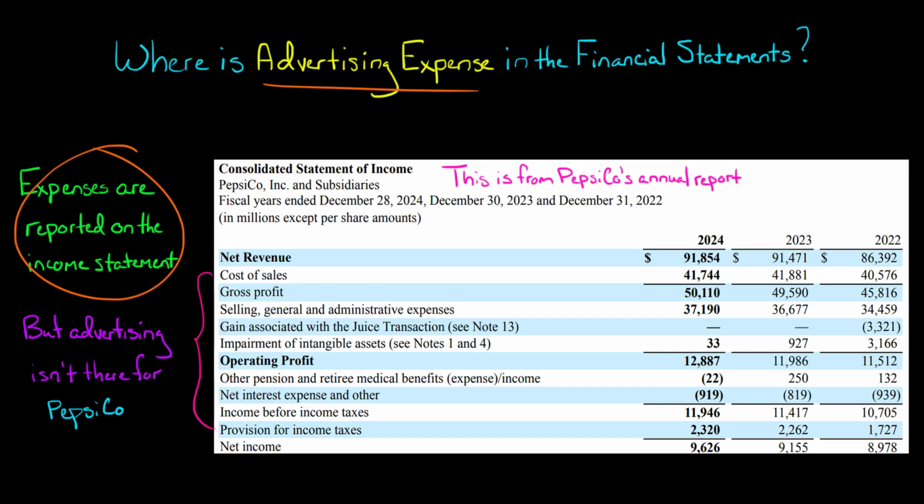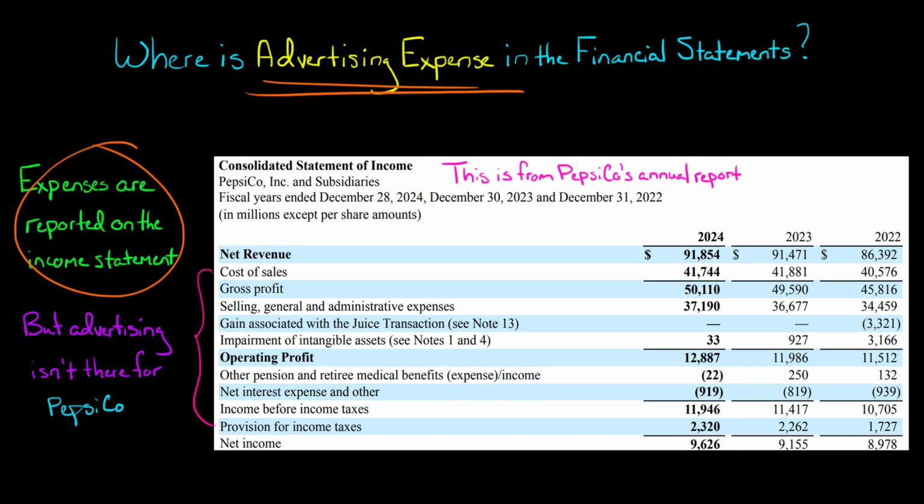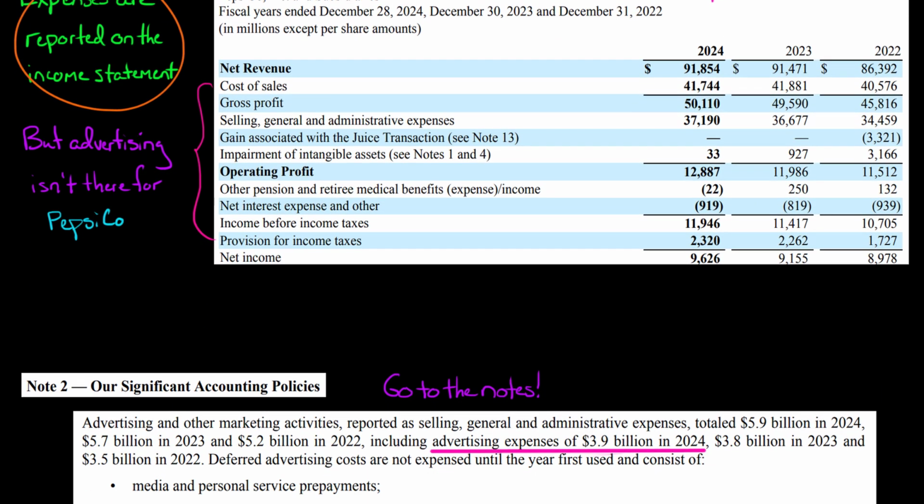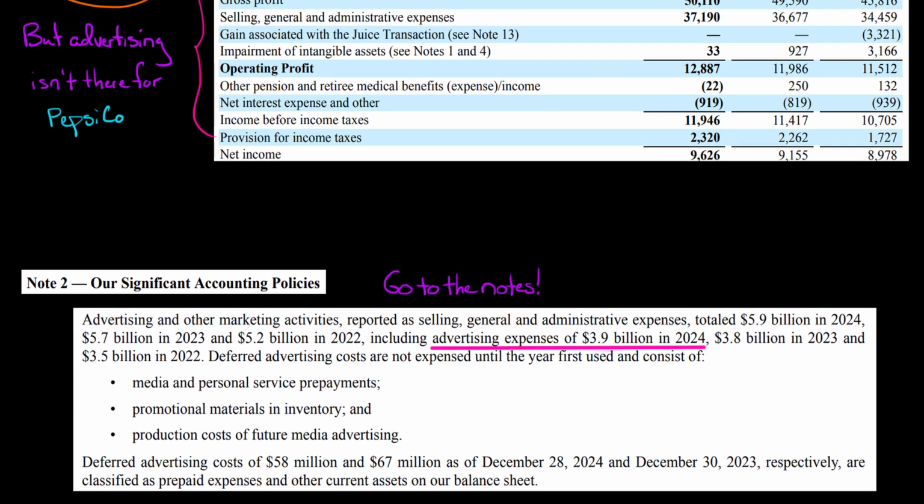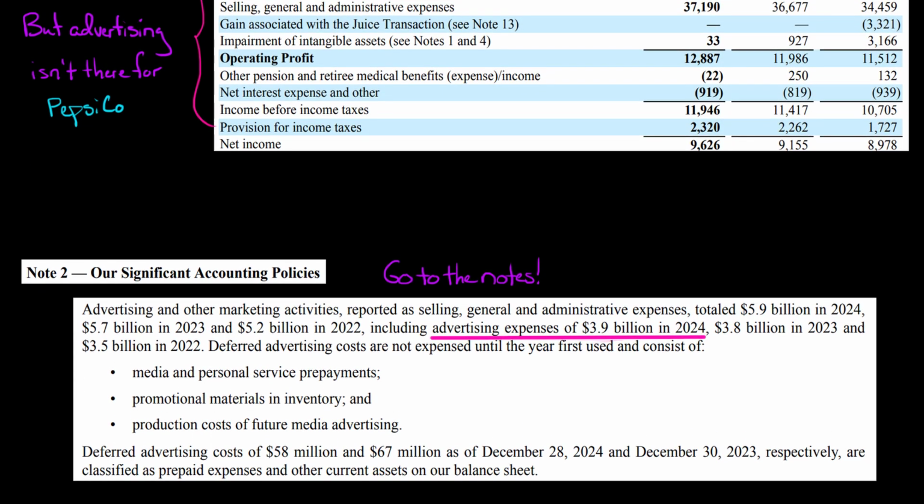Does that mean that PepsiCo, this large company that makes soda, makes snacks, makes all these different things, doesn't spend any money on advertising? No, that's not true at all. So, where is it that we would find advertising expense? Well, for many companies that have advertising expense, you have to go to the notes to the financial statements to see how much they spent on advertising.